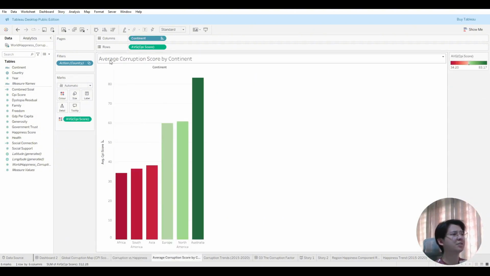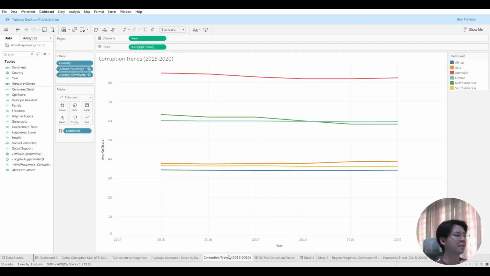Okay, this is the average corruption score by continent. I also use sorting here, to sort from low to high by continent. The color is also based on the average CPI score. And this one is the corruption trends. I use the year and the average CPI score, and the color is the continent. Yeah, that's all for me.